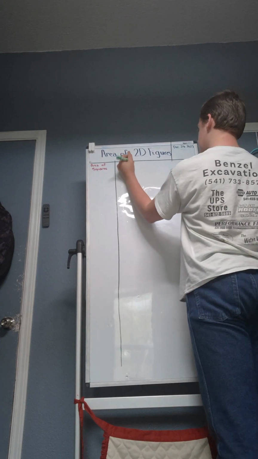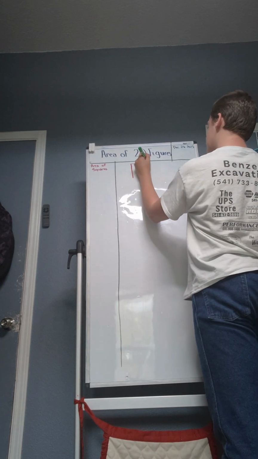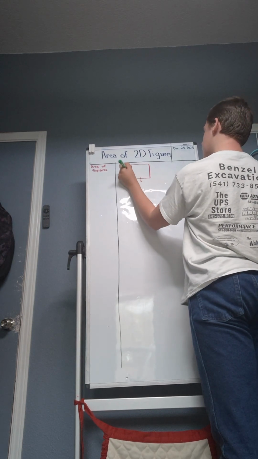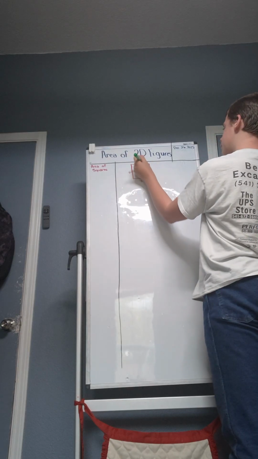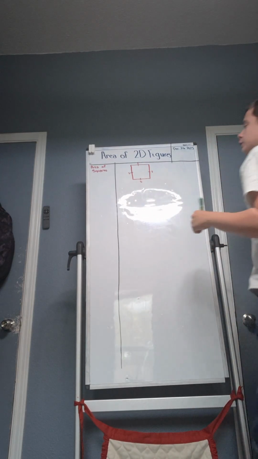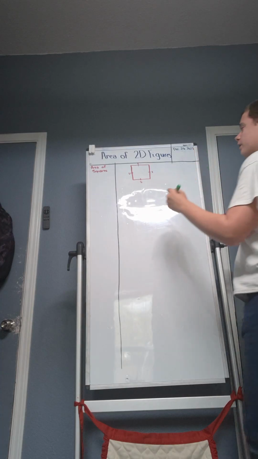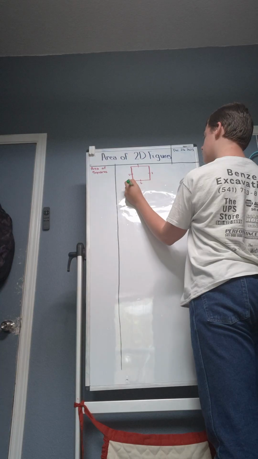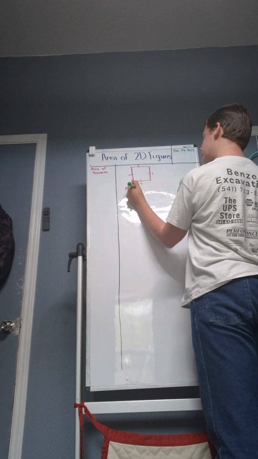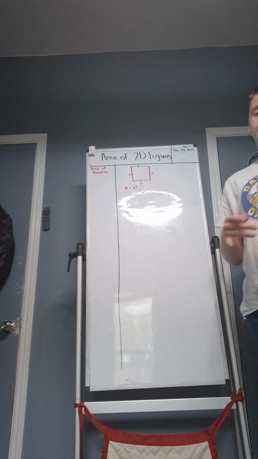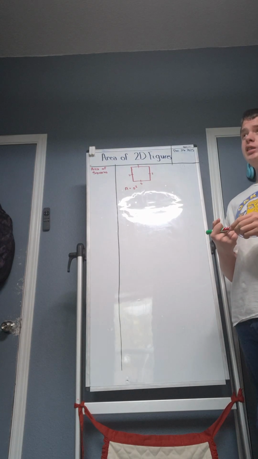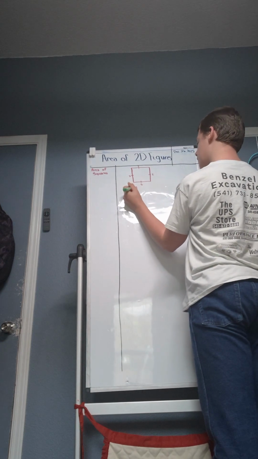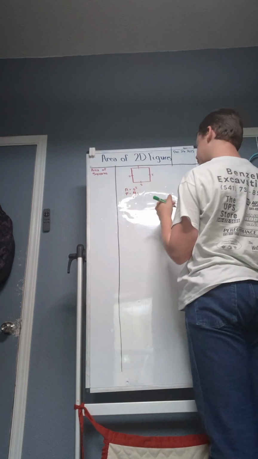So, we have this square, which is S, first of all. Second of all, area is equal to S squared. So now the perimeter of it will be 4 times S.